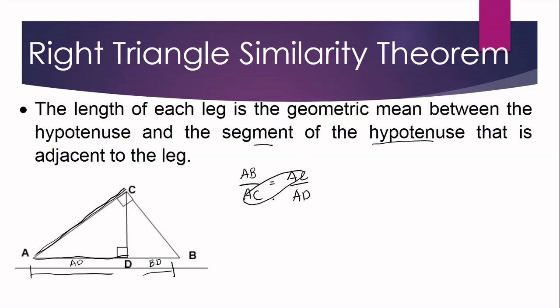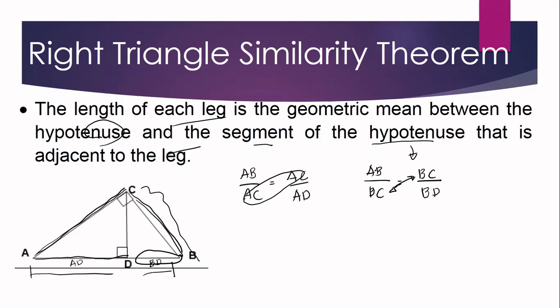If we are going to get the other leg, our other leg is BC. So it is a geometric mean. So we have here BC and then we have here BC because again, it is a geometric mean. Between what? Between the hypotenuse. Our hypotenuse again is AB and the segment of the hypotenuse adjacent to the leg. Now, which segment of the hypotenuse is adjacent to BC? Obviously, that is BD. So, we have here BD. So, another proportional statement based on this concept is that AB over BC equals BC over BD. I hope you get it.